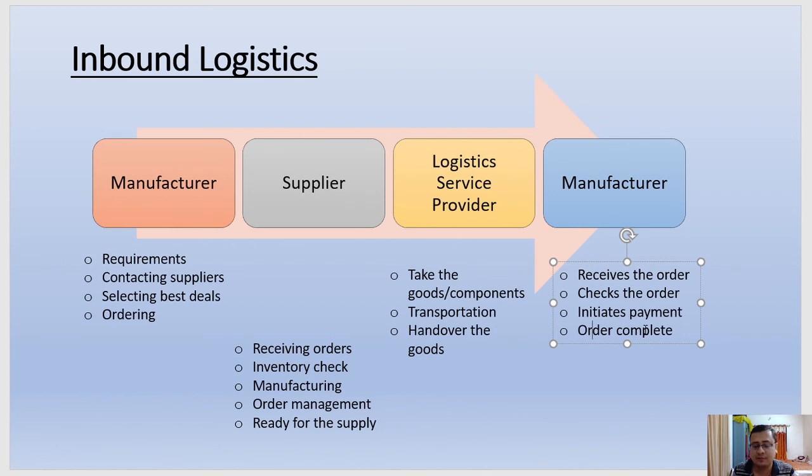Here, the flow of things has a point of origin, which is the supplier, and a point of consumption, which is the manufacturer, that is me. I'll be consuming those raw materials and components in order to manufacture a smartphone. The flow of things from supplier to manufacturer is known as inbound logistics, considering my example.